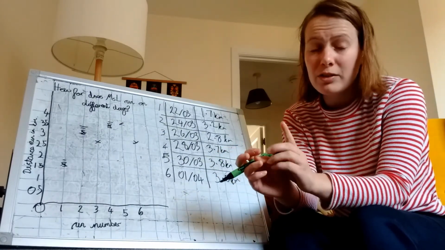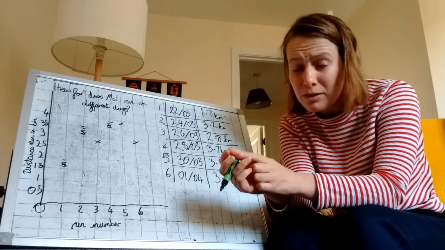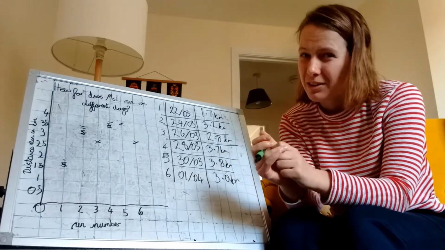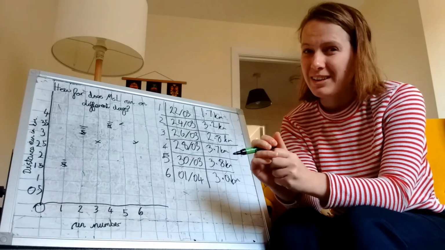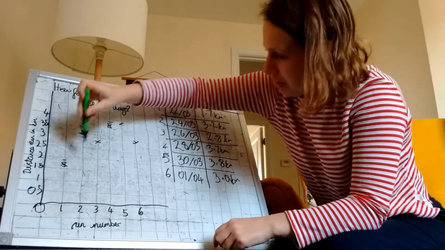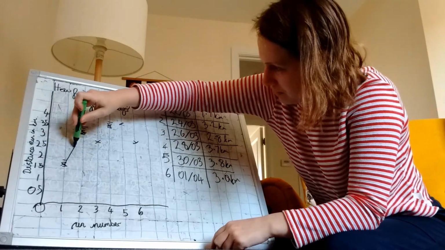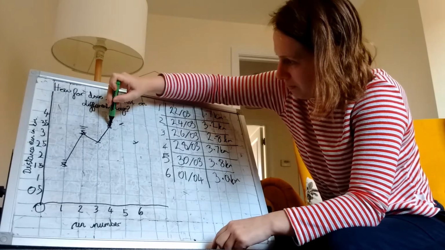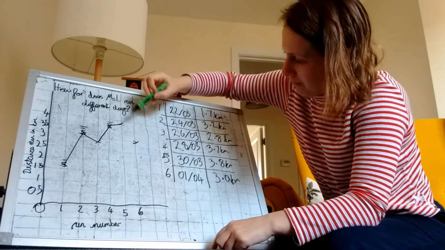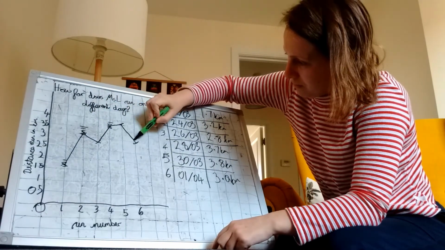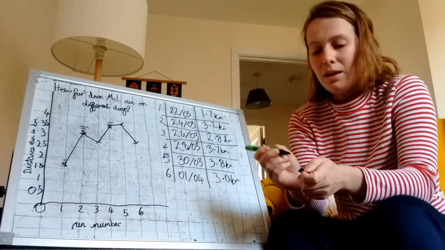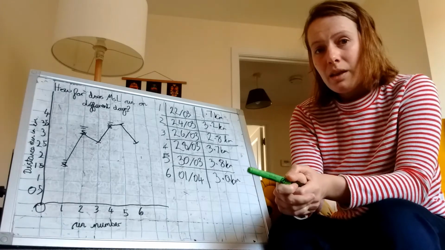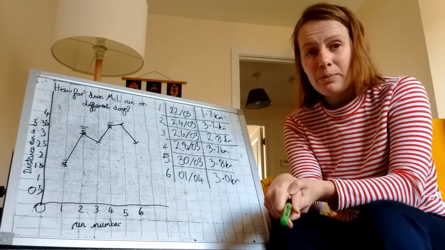If you have a ruler, this is a great time to use your ruler. If you happened to leave school without a ruler, it's not the end of the world. Just try as hard as you can to get those lines nice and straight. So, joining those up with a nice line. And that's it. That's your graph finished.